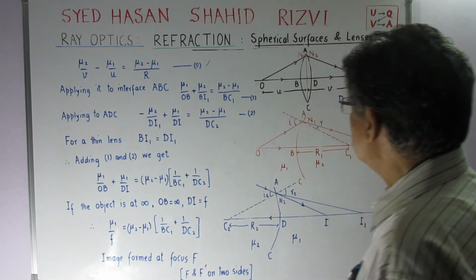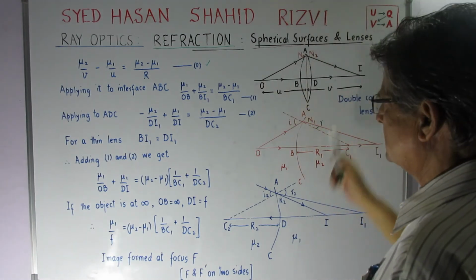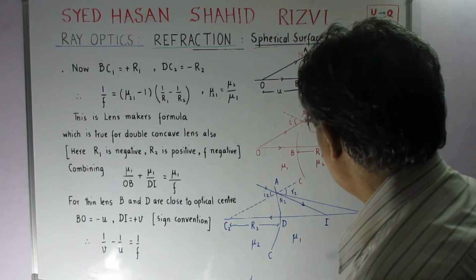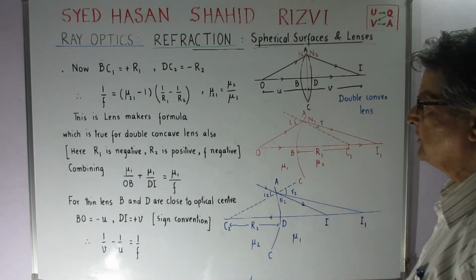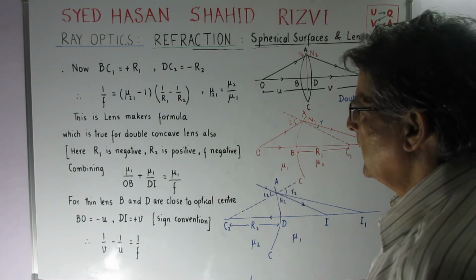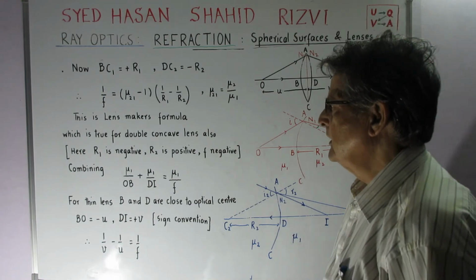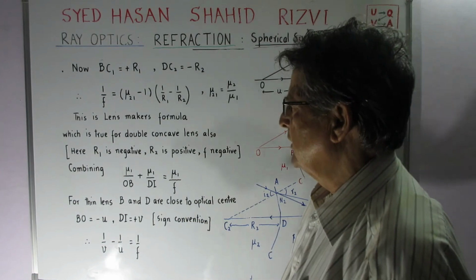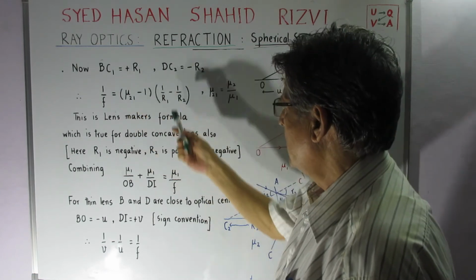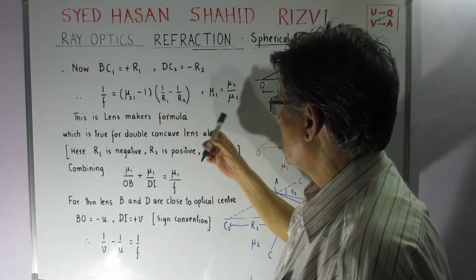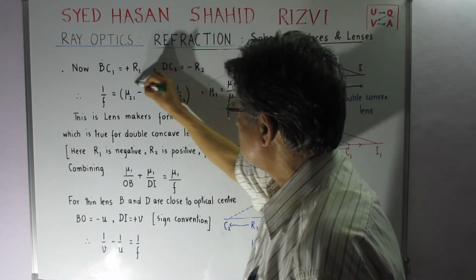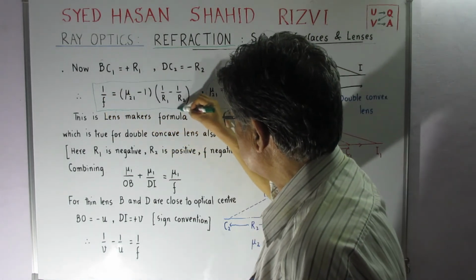In fact, there are two foci, this one on this side and the other on the other side, that we are going to discuss shortly. So BC1 is taken as plus R1 in this case, and DC2 is taken as minus R2. When we substitute these, we get the formula that we call the lens maker's formula: 1 upon F is equal to (mu21 minus 1) into (1 upon R1 minus 1 upon R2), where mu21 is equal to mu2 upon mu1. So this is the famous lens maker's formula.